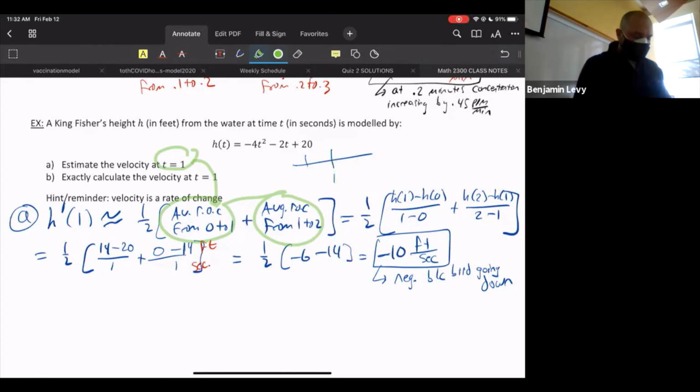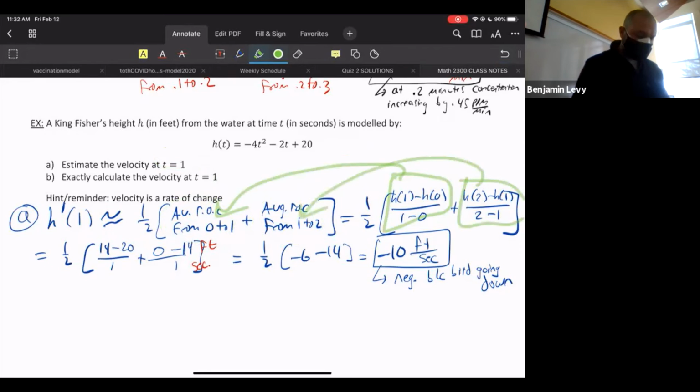And so then the first one, this is just this average rate of change. And this one is just that average rate of change. And then we just plug the numbers into the formula to get these numbers. So like 14, for example, was h of 1. And 20 was h of 0, etc. Does that clarify a little for you? Is that the sort of thing you're hoping for?